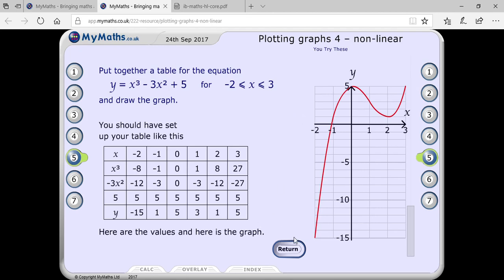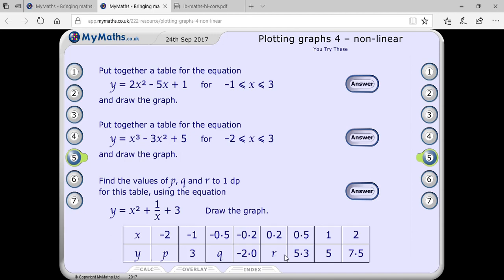Understand? Yes, sir. Great. The next one says to find the value of P, Q, R to one decimal place for this table using the equation. The equation is given to you. Simply plug in the value of x equals 2. So 2 twos are 4, 4 minus 0.5, so it will be 3.5.